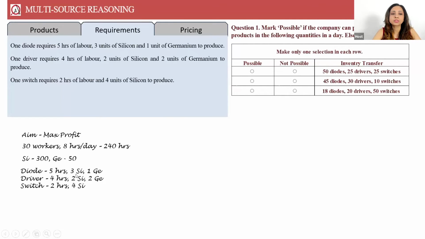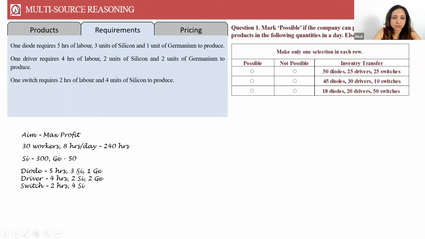We say diode 5 hours, 3 silicon, 1 germanium, and we should write them one under the other so that it is easy to compare. I have written diode here, then 5 hours, right under it is driver, 4 hours, right under it is switch, 2 hours, because then I can just go down vertically to compare. If I were to write them in a line, diode here, driver right next to it, and switch next to that, I would have a harder time comparing. How many hours were here? How many hours were there? It should be visually written in a way that it is easy for us to compare various elements.